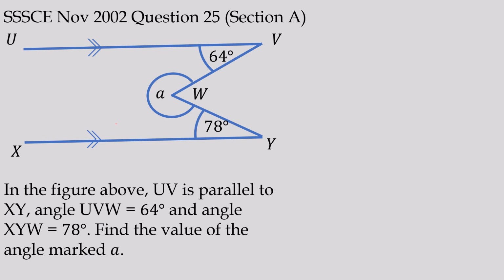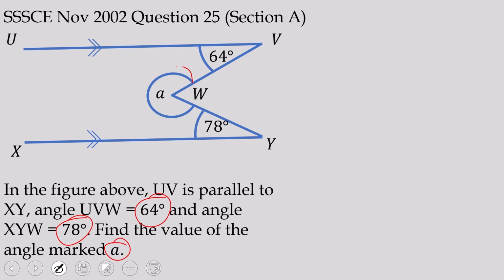Okay, so now let us take a look at this question over here. It says that in the figure above, UV is parallel to XY. So the line UV is parallel to the line XY. The angle UVW is equal to 64 degrees, and the angle XYW is equal to 78 degrees. Now we are to find the value of the angle marked as A.